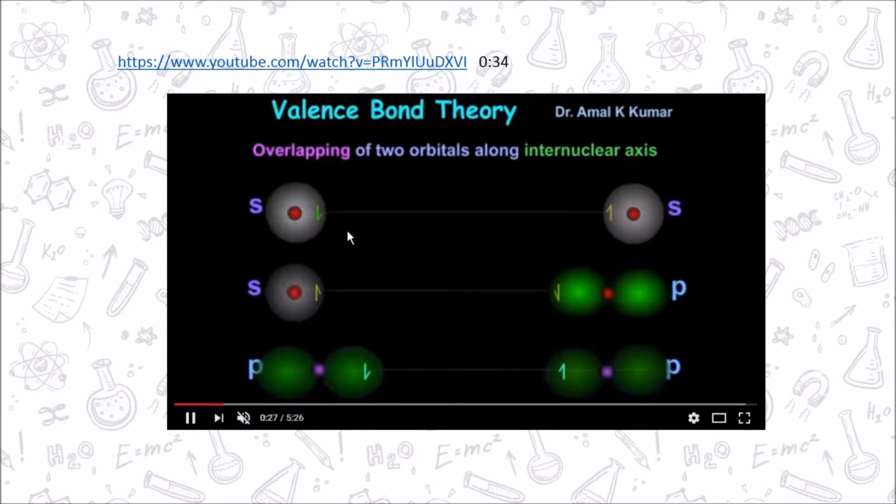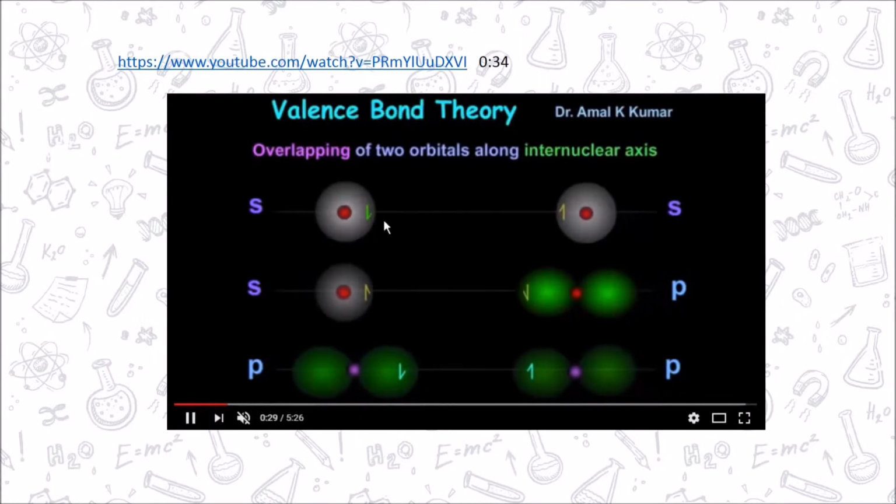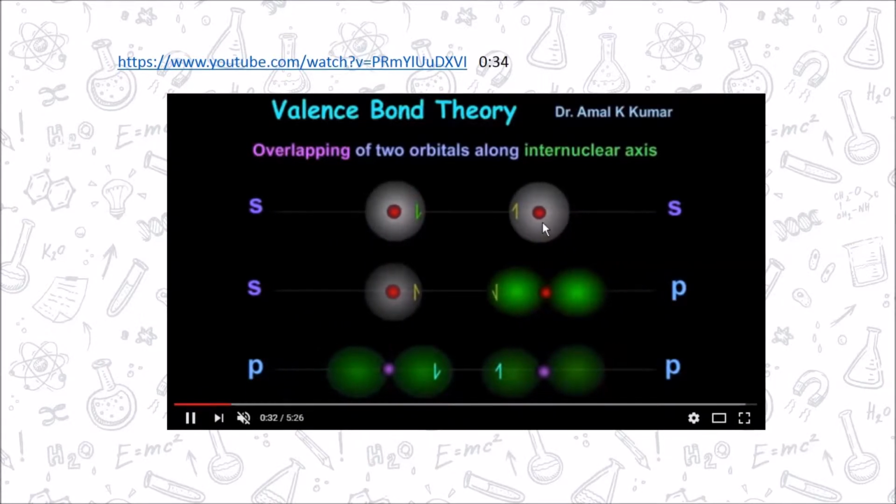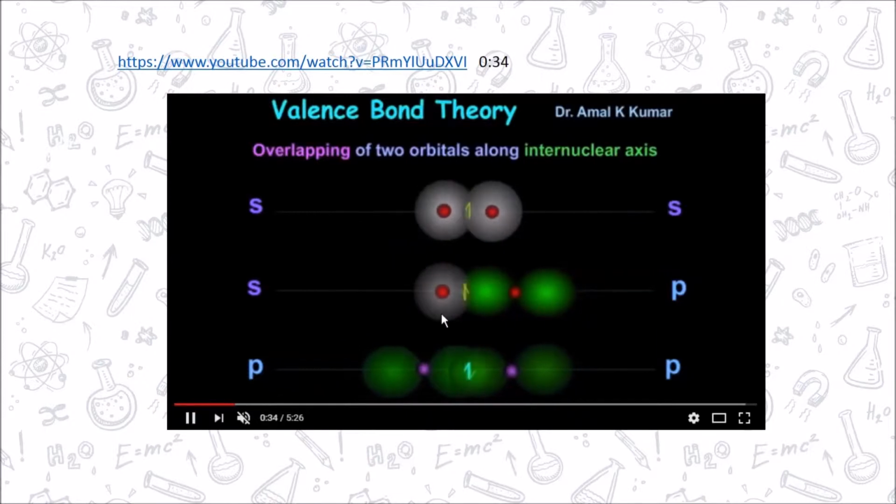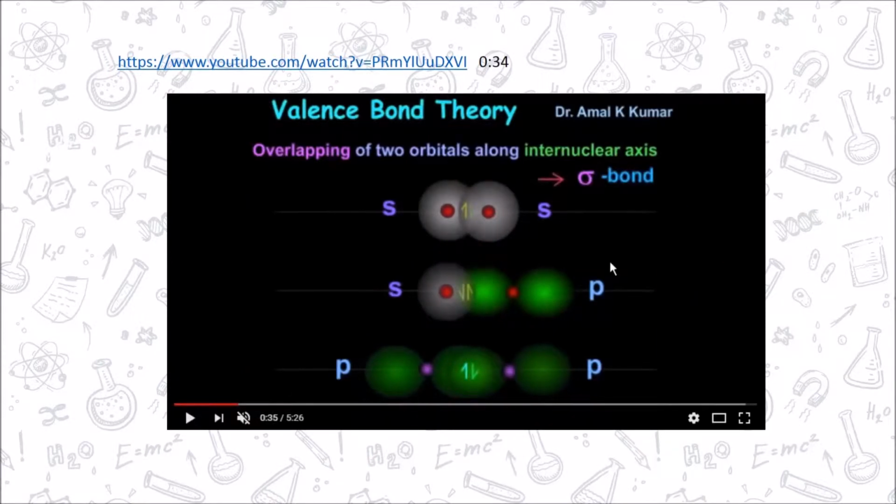Let me just play the video. It can occur between s and s orbitals with head-on overlap, which will give you a sigma bond, or between s and p orbitals, or even between p and p orbitals. And this is your sigma bond. Both orbitals must have an unpaired electron, and they must combine and share these electrons to form this sigma bond.